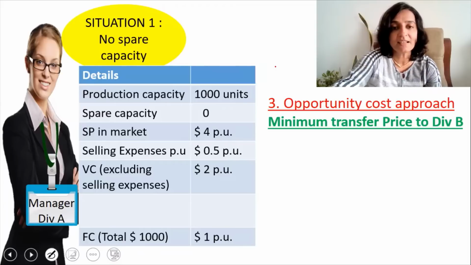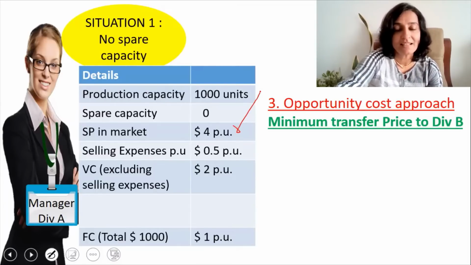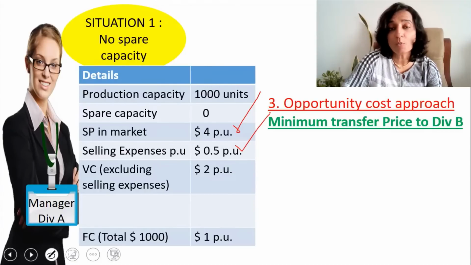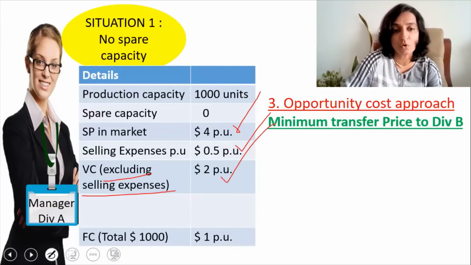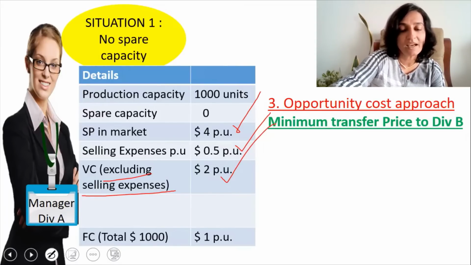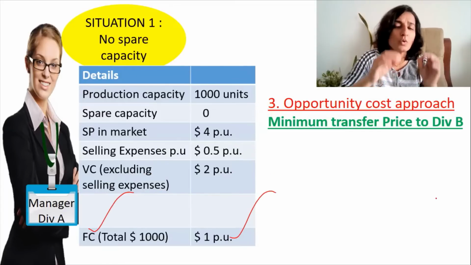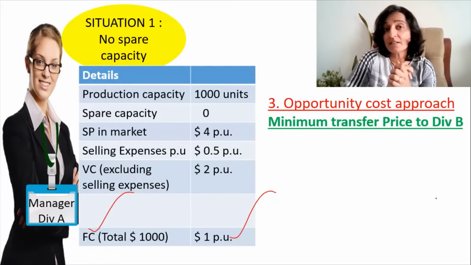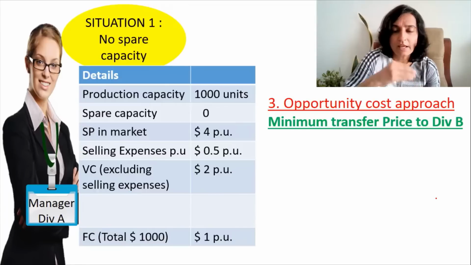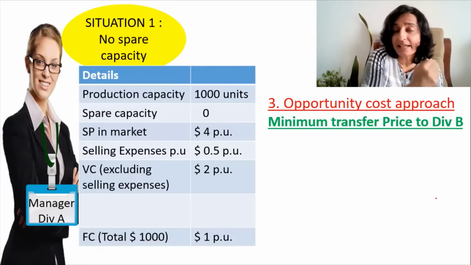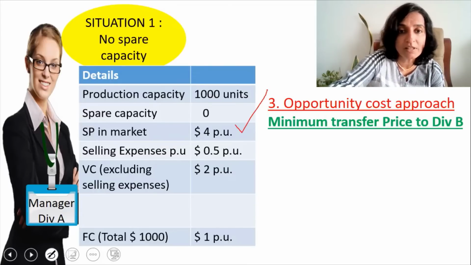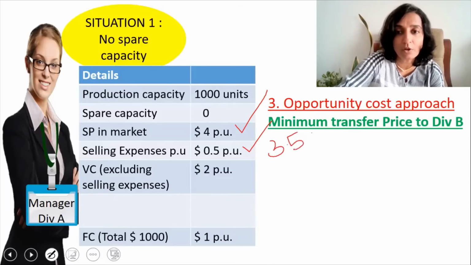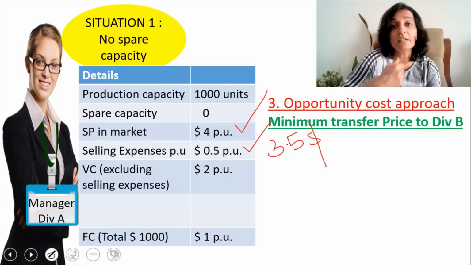Now, selling price in the external market is $4 per unit. Selling expenses per unit is $0.5 per unit. And variable cost excluding selling expenses is $2. And fixed cost, we have it at $1 per unit. So what is the minimum transfer price in this situation? Now, think for yourself. If A sells the goods in the external market, then what is the amount that they are getting? They will get $4 per unit less the selling expenses, which means that they will get $3.5 per unit if they sell in the open market.